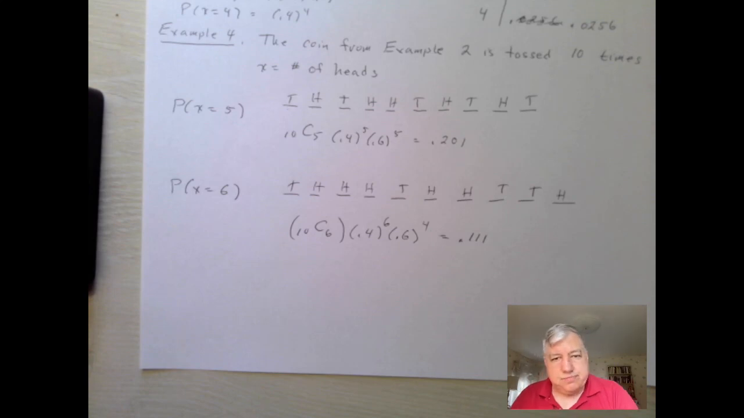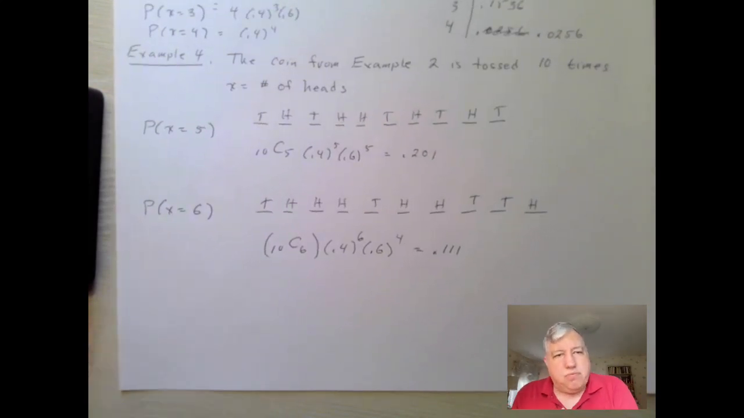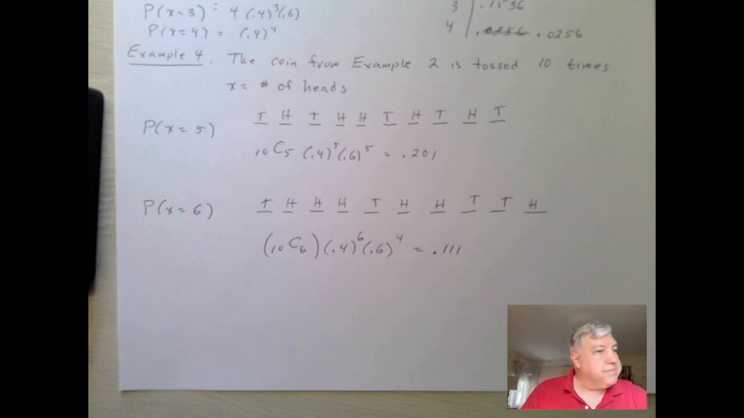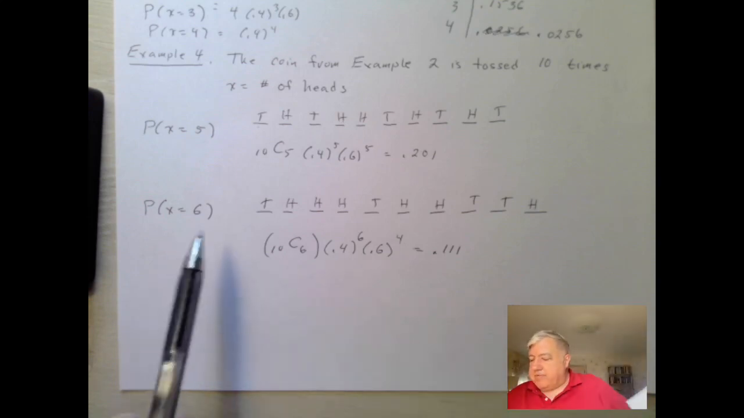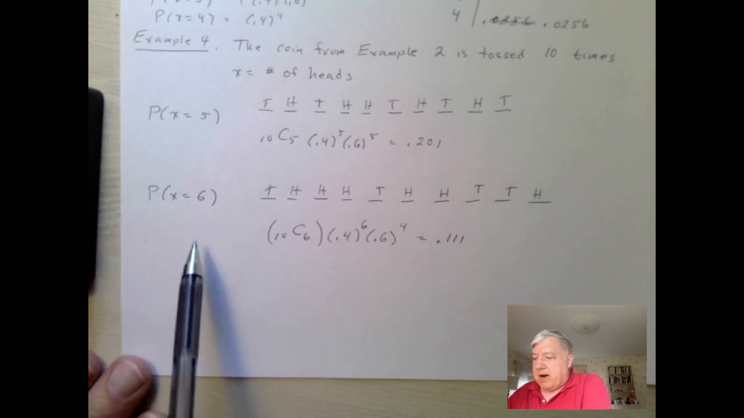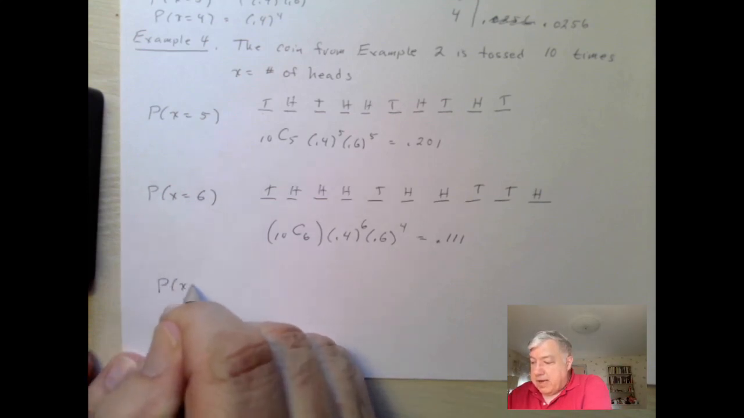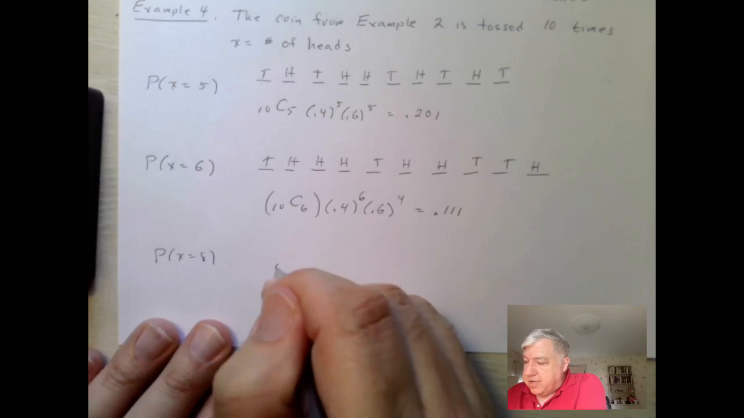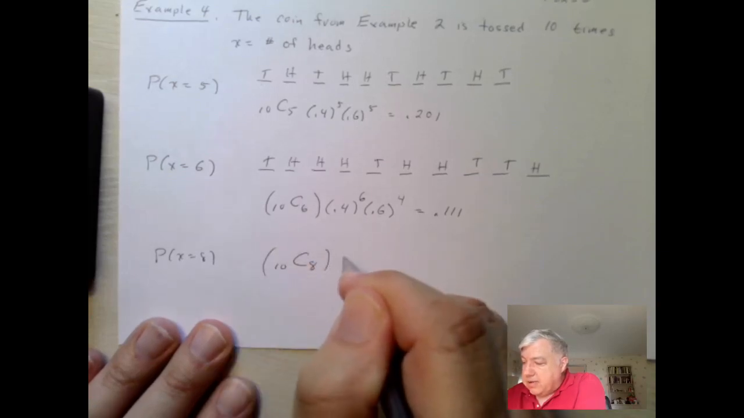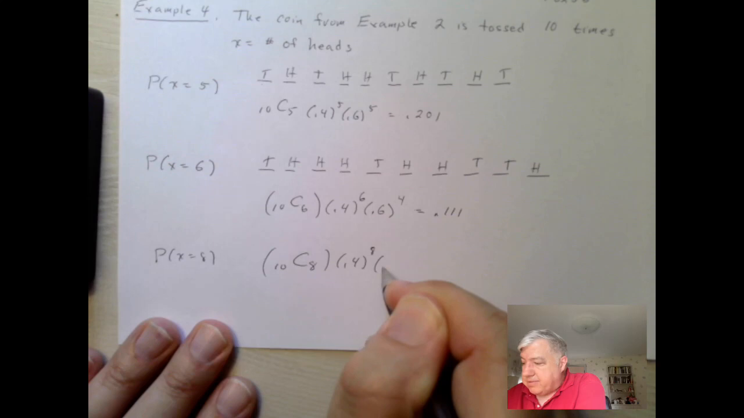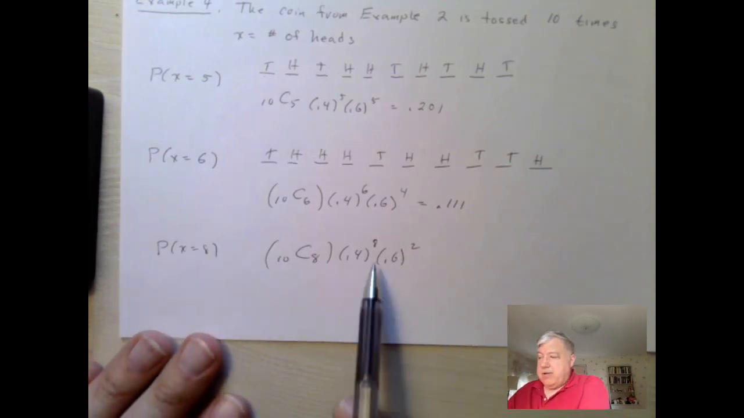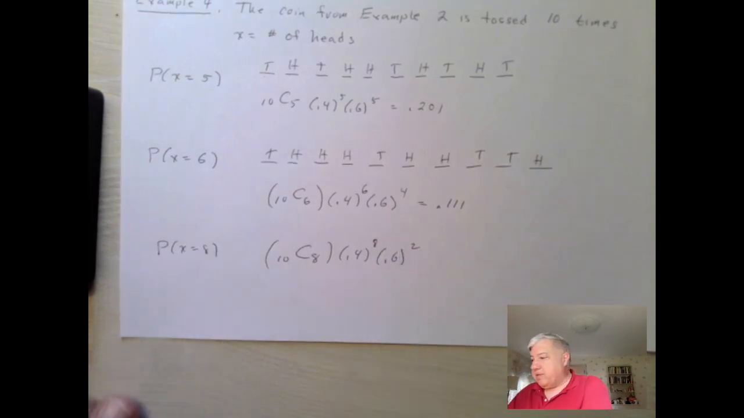So hopefully you can see what the general pattern is going to be. In fact, why don't we mention that right here? Actually, we mention it on the next sheet. If you asked for the probability of, let's say, 8 heads, I think you can see it would be 10 choose 8 times 0.4 to the 8th times 0.6 squared. These two exponents have to add to 10, right?